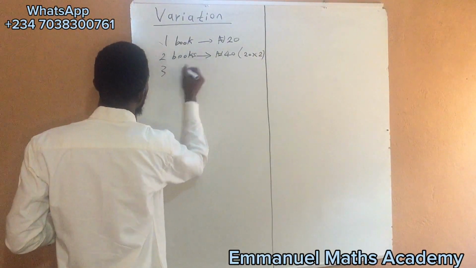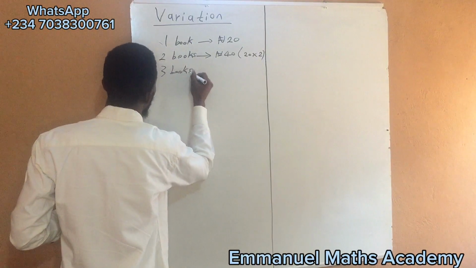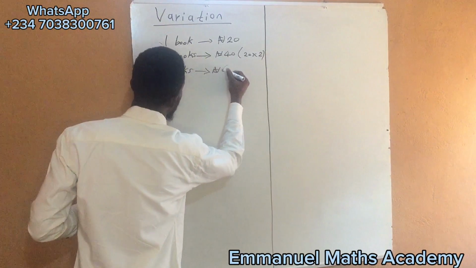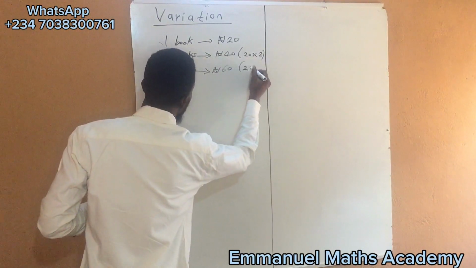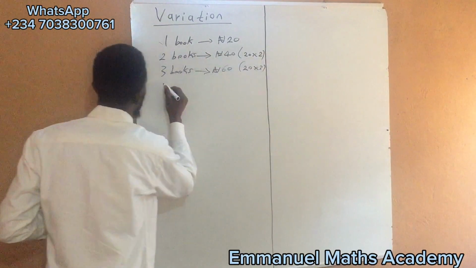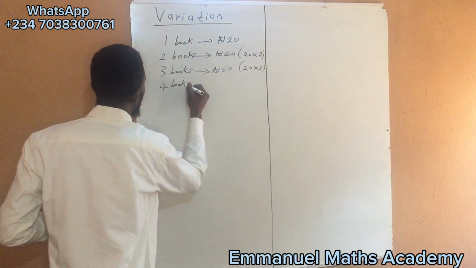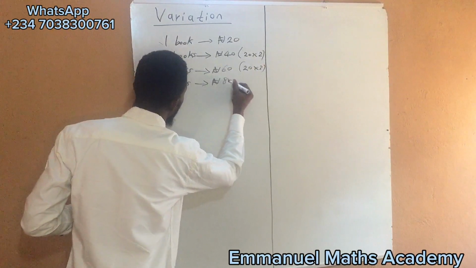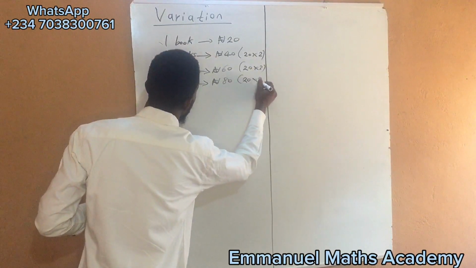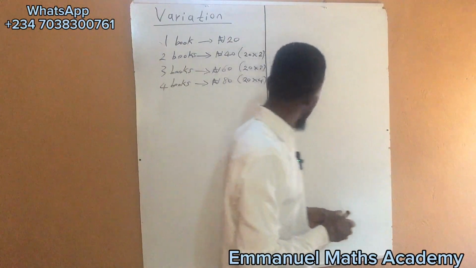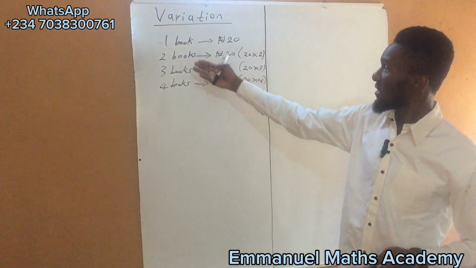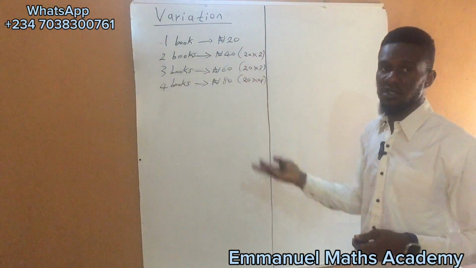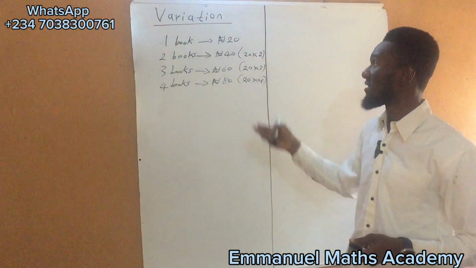Then 3 books will cost how much? 20 times 3, 60 naira. 4 books will cost what? 80 naira. That's 20 times 4. Then you can see from this that a change in one quantity brings about a corresponding change in the other quantity. This is what we mean by variation.